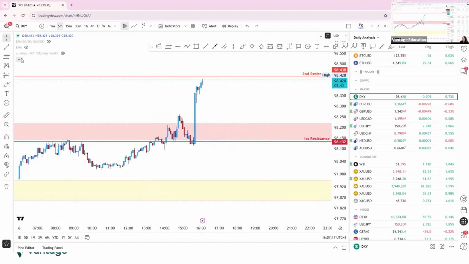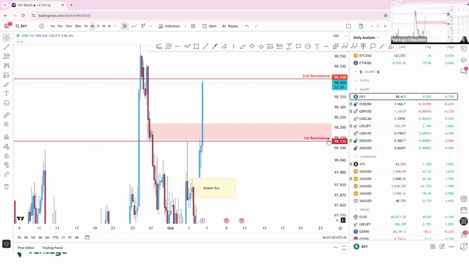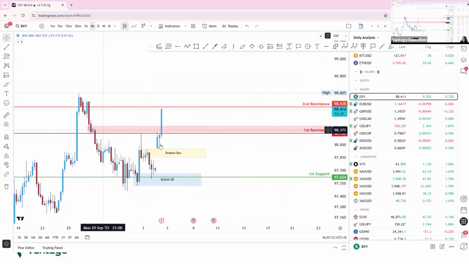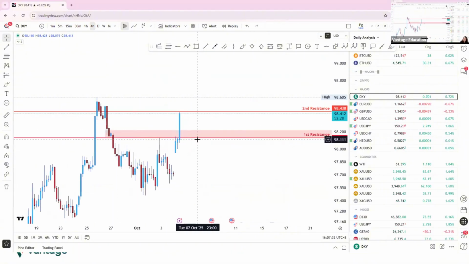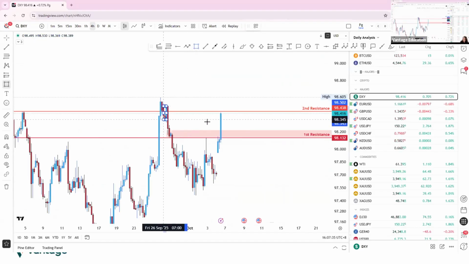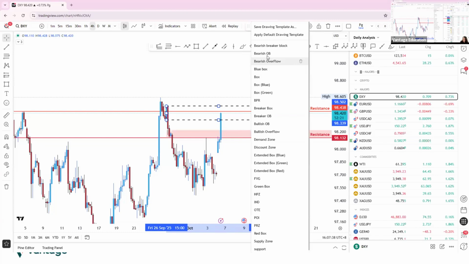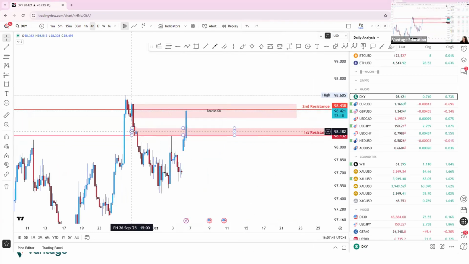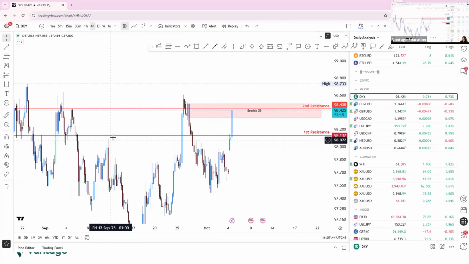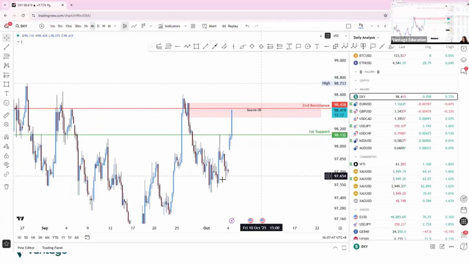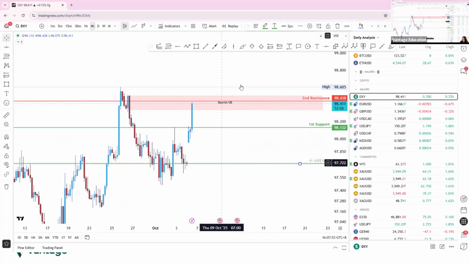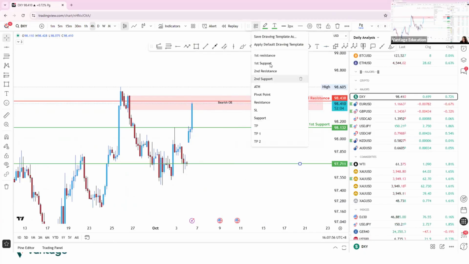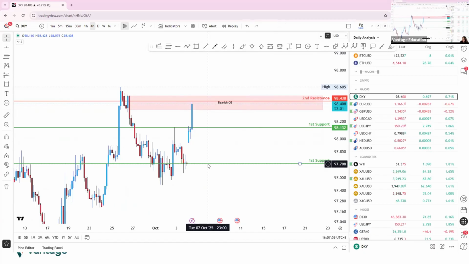For the first resistance, price has broken. It first respected the supply, and now it has broken above. I'm going to update my key level. I will say this is my first resistance, and you can see that we also have the OB here. So this is going to be the key. And the price that broke above is going to be the first support. We can see there's a gap up during the Asian session, which is going to be the second support level.